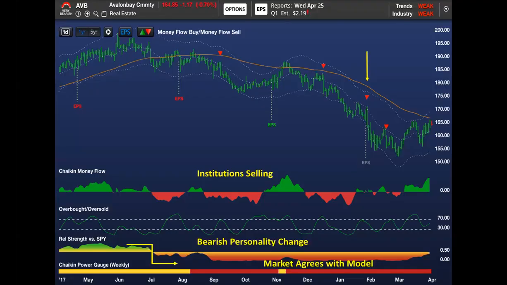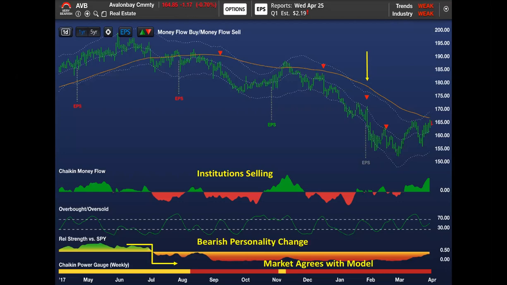So let's look at a bearish personality change. Avalon Bay is in the real estate sector. It's a REIT that owns rental properties, caters to renters, and had a bearish personality change back in July as the stock was in the 185, 190 area, and it's continued to underperform as interest rates have gone up, because the real estate sector is one of those sectors that goes down in a period of rising interest rates. And there were plenty of opportunities, even after 6 months of underperformance, to use options to trade Avalon Bay from the short side.